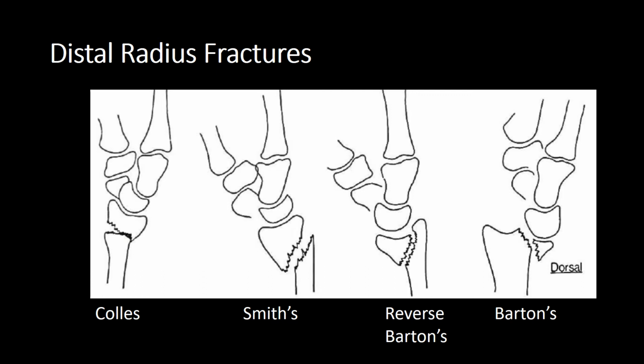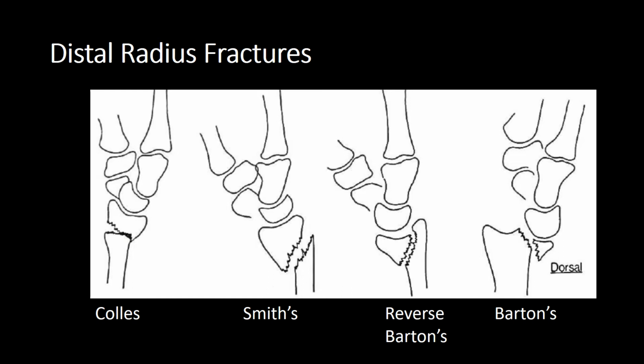So when you look at a post-reduction image, particularly of a Smith's, you want to make sure that the plaster cast has been applied to the volar side of the wrist, because this will ensure that the fracture fragment will not be allowed to continue to migrate volarly. It's the same with the reverse Barton's. The reverse Barton's cast must be applied to the anterior or the volar aspect of the wrist because there is volar displacement of the distal fragment. Whereas with our Barton's, this will have the same type of cast as a Colles, so the cast will be applied to the back of the patient's wrist, so that'll be a back slab.